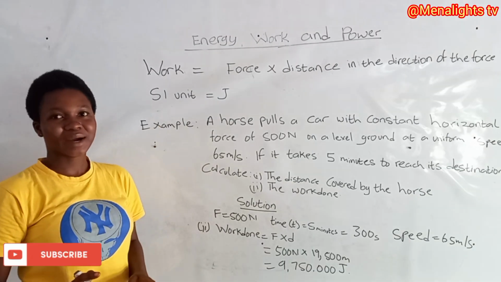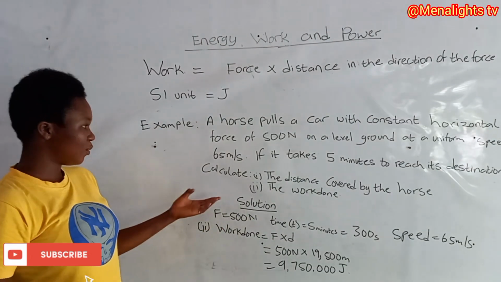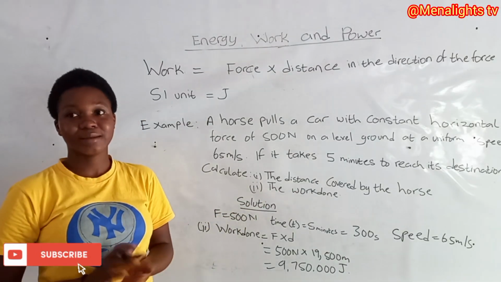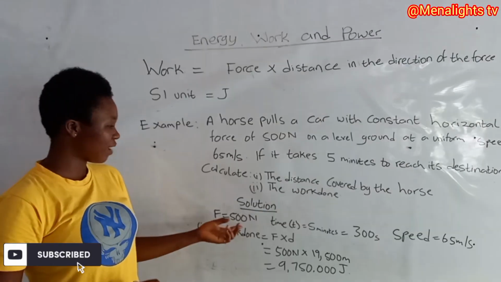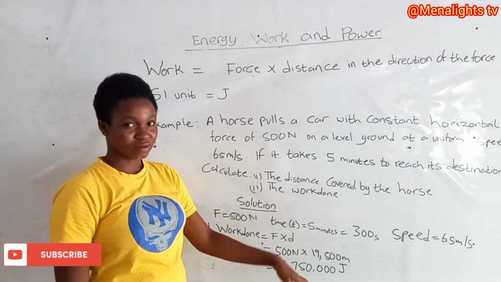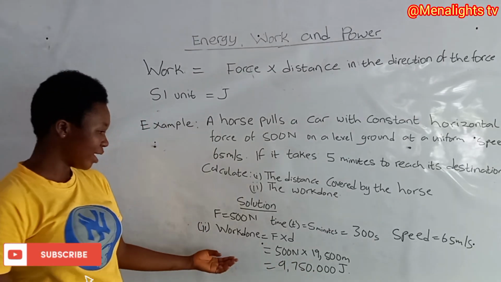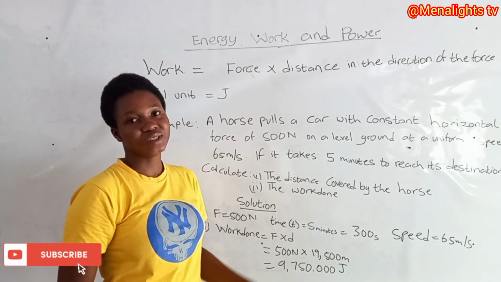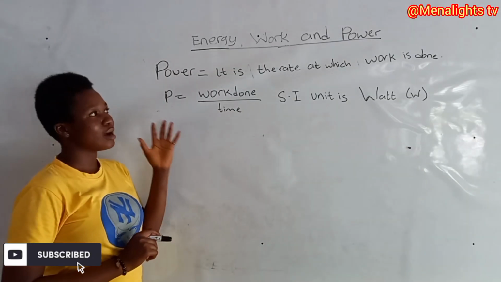Let's come to the second part, which is (ii). We are asked to find the work done, and we know that work done is equal to force times distance. The force here is 500 newtons, and the distance that we calculated earlier was 19,500 meters. So our work done is 9,750,000 joules.